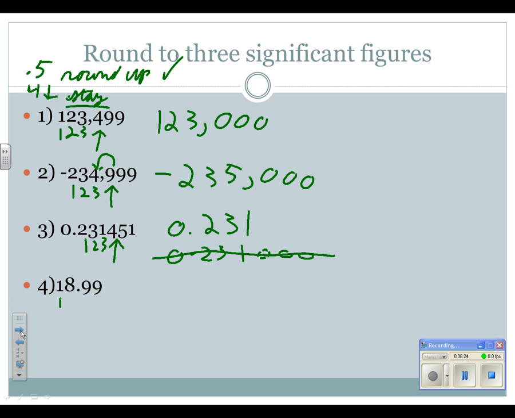Number 4. This 9 rounds to a 10, which rounds that 9 and that 8 to a 9. So we actually have 19. And then you've got to do 3 sig figs, so you put a decimal. A trailing 0 with a decimal is significant. And those rules are in the top right if you can find them.